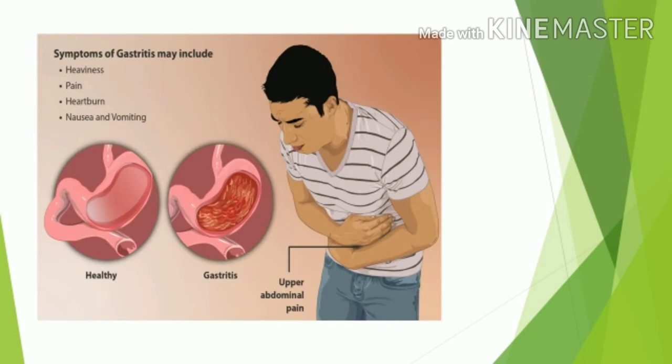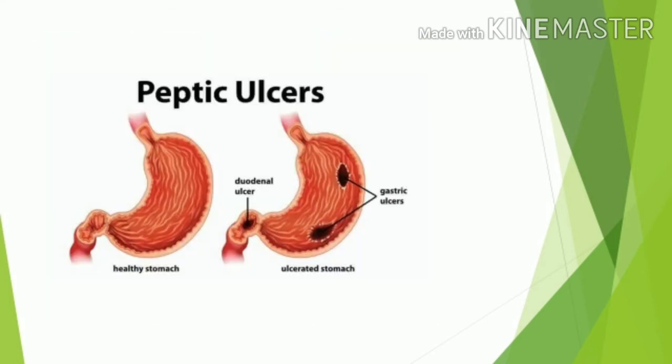Symptoms of gastritis may include heaviness, pain, heartburn, nausea and vomiting. The diagram shows a healthy stomach and a stomach with gastritis. Peptic ulcer.